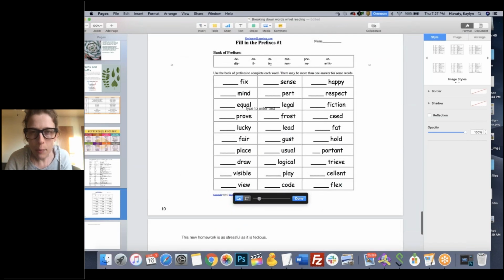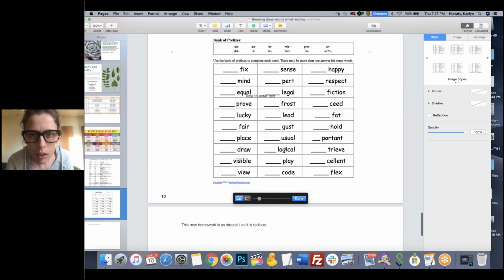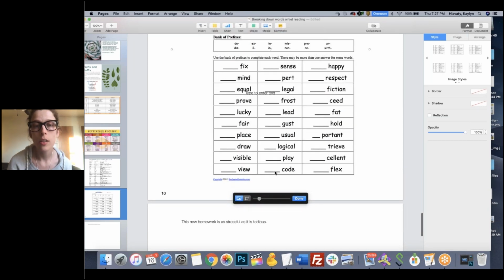Some other examples here are, let's see here. Code. Code is a good one. So code, we could do miscode. You could do a pre-code, that could be something in front of something. I had a pre-code.